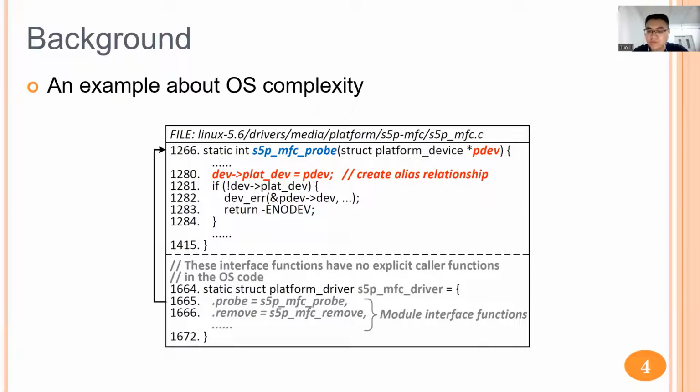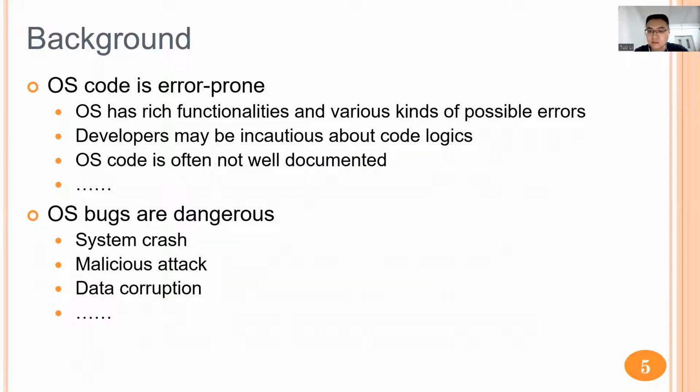Besides, to improve performance, data is usually passed using pointers and data structures such as line 1000-280 in this example, causing alias relationships in an OS to be very complicated. However, OS code is error-prone.